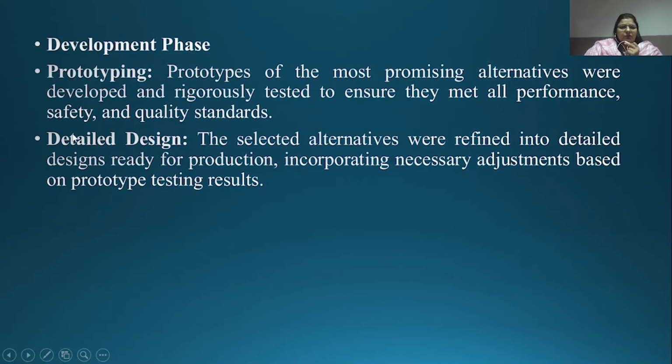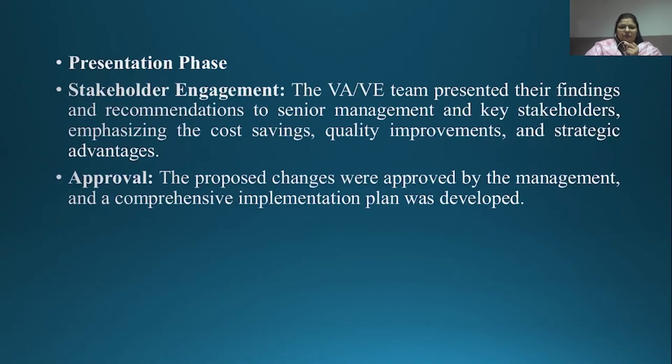Next one is detailed design. Detailed design says the selected alternatives were refined into detailed designs ready for production, incorporating necessary adjustments based on prototype testing results. After the testing or test drive, when quality standards are met for a particular product, then the company goes for the detailed design for selling in the market.